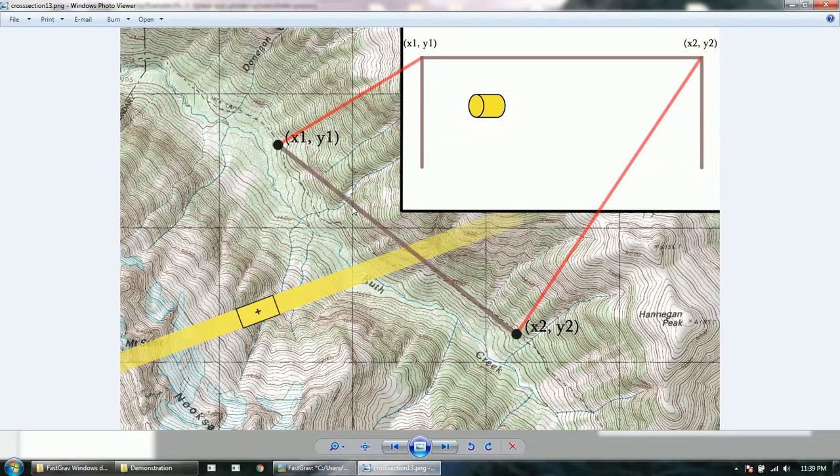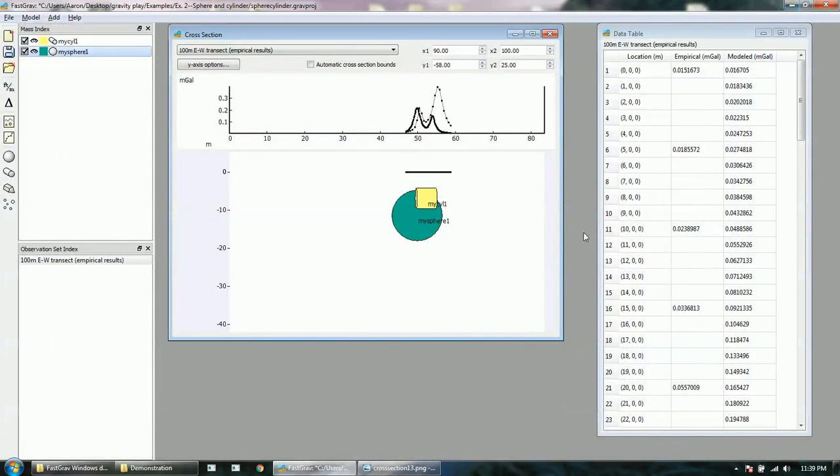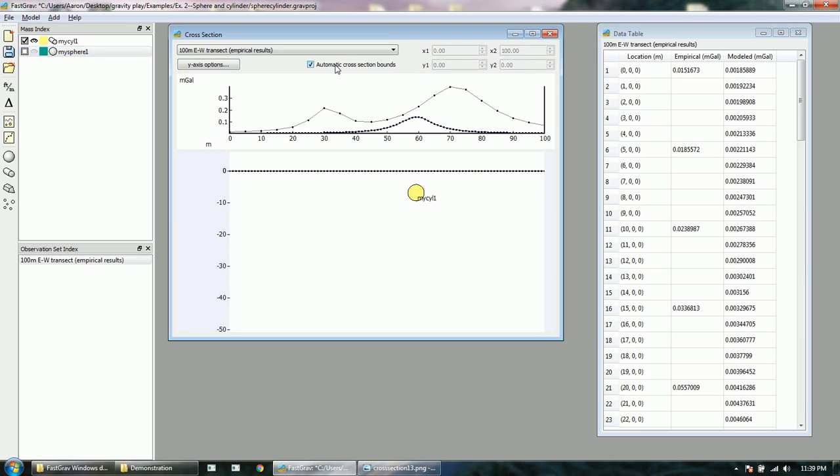So you just need to be cognizant of where your center point is. Let me demonstrate this in FastGrav. First, let me turn off this sphere item so that we can just play with this cylinder, and I will set our cross-section bounds back to automatic.